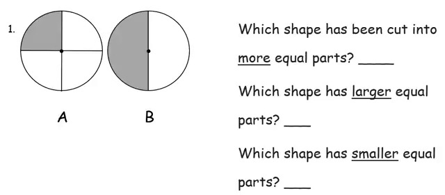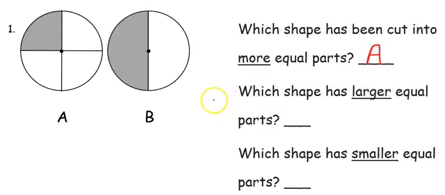Circle A has been divided into fourths, or 4 equal pieces, and Circle B has been divided into halves, or 2 equal pieces. The first question says, which shape has been cut into more equal parts? Since shape A was divided into 4 pieces, we'll say that it has been cut into more equal parts.